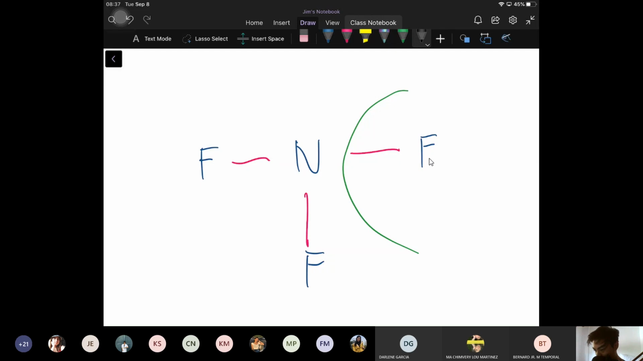Anyone? Yes. Yes, Jean Paula. Ilang lone pairs ang need for fluorine? 6 po. Ano po ulit?